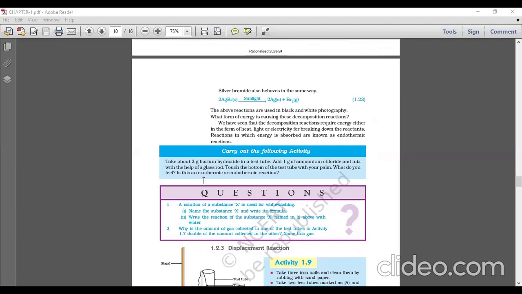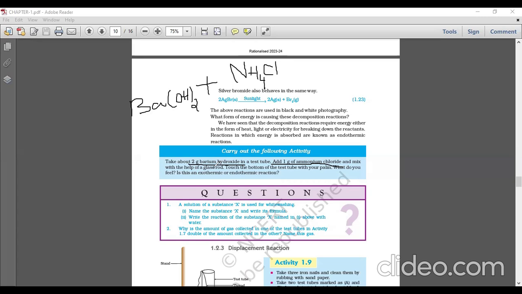The next one: carry out the following activity. What is he saying? Take 2 grams of barium hydroxide. What is the formula of barium hydroxide? I'm writing here: Ba(OH)2. He's saying take 2 grams of barium hydroxide and add 1 gram of ammonium chloride. So the formula will be NH4Cl. I'm writing the chemical equation here, and mix with the help of a glass rod.